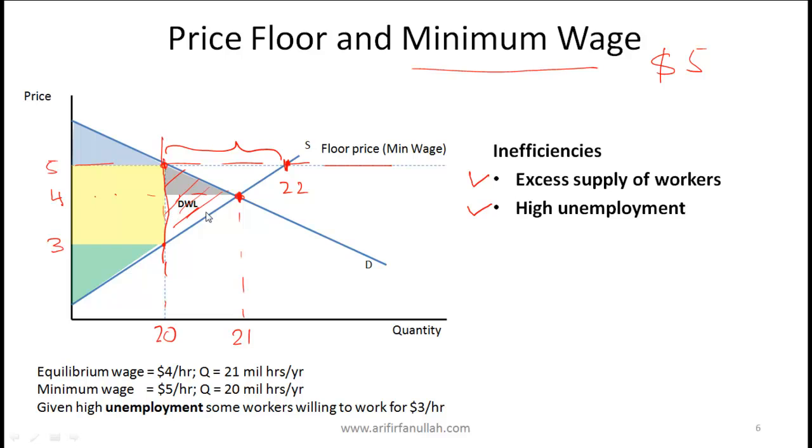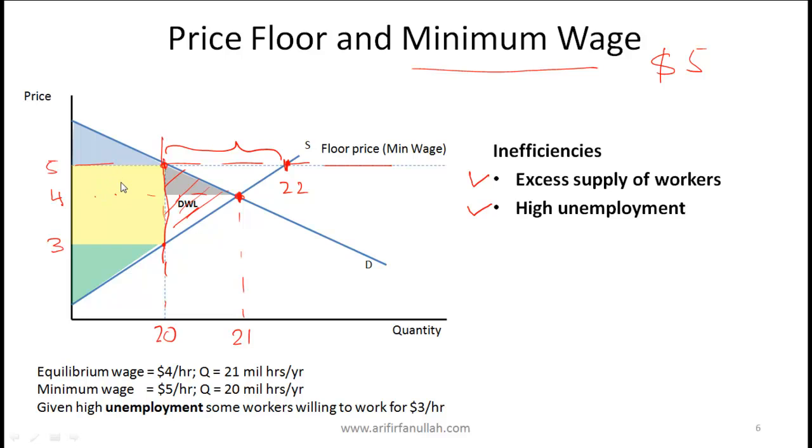What is this region on the bottom left? This region on the bottom left is basically like our producer surplus or supplier surplus. So this is the surplus for the workers. So workers are willing to work for three, but when they do find a job, they get $5. So what does this yellow region represent? This you can think of as job search costs. So these are search costs.